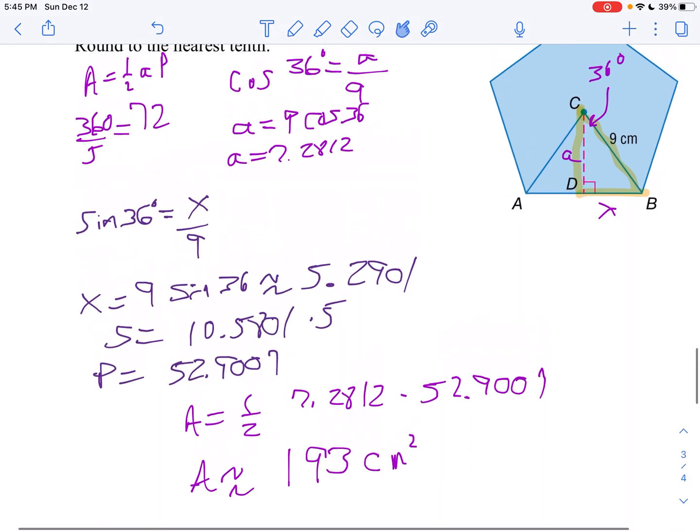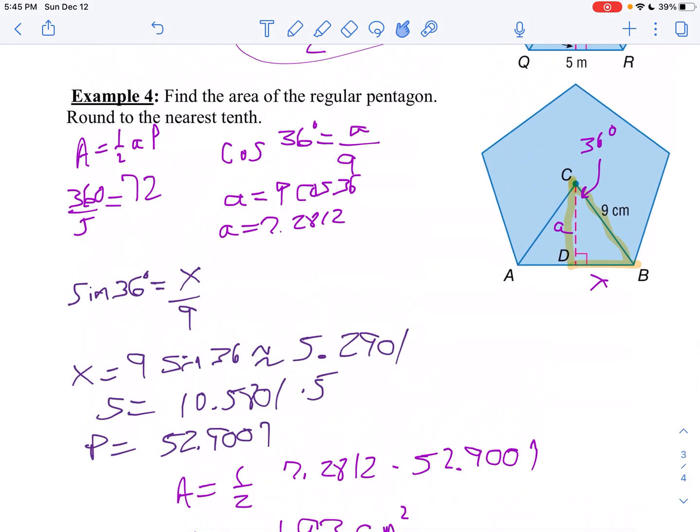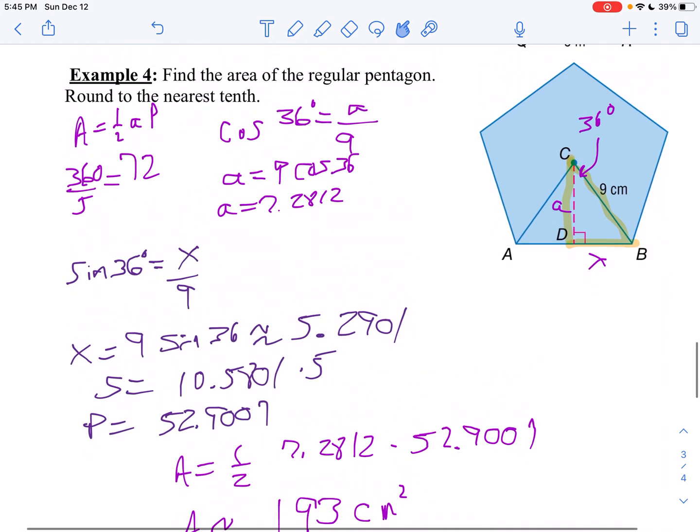Notice on this one, we found the area without knowing the apothem or the side length. We're just given the radius. So each time you're doing a problem, you're probably going to be given some different information, and we want to use that information to solve the problem. But everything comes back to 1/2 AP.